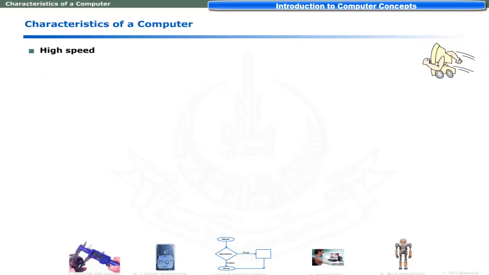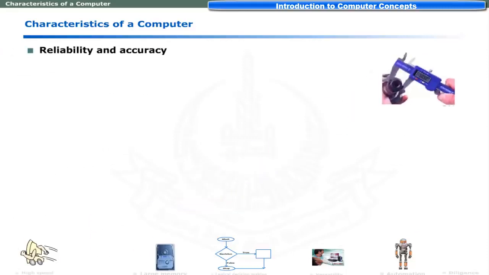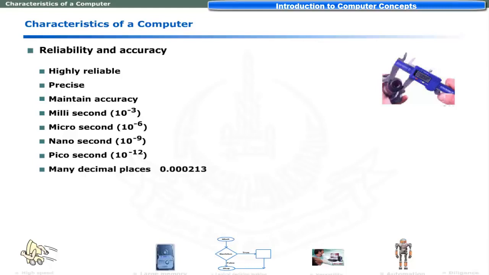Second and the most important feature of a computer is reliability and accuracy. The results of computers are highly reliable and precise. Computers maintain accuracy within a millisecond, microsecond, nanosecond, picosecond, or any level of required precision. They are also accurate up to many decimal places in mathematical calculations.